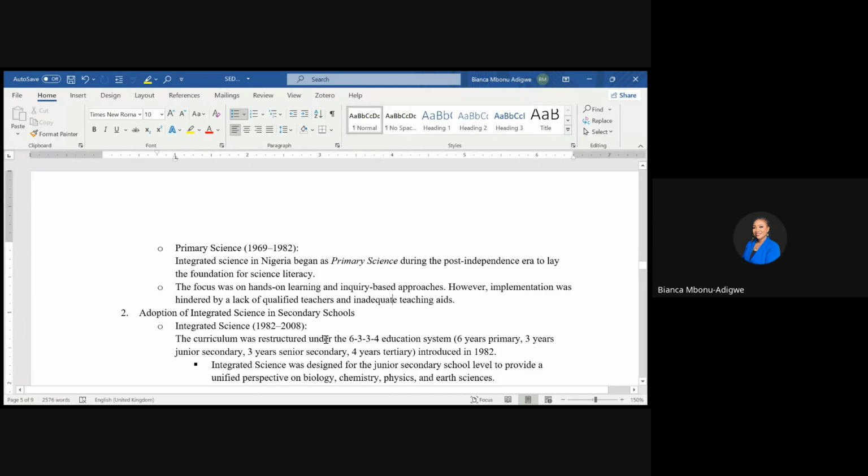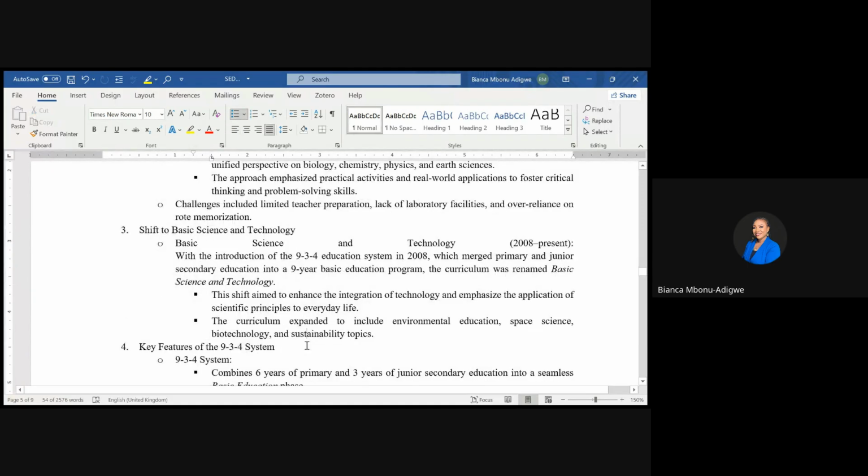What was it called? I have here, it began as primary science, general science, and so on and so forth. We used to have the 6-3-3-4 system of education. All of a sudden, they said it's 9-3-4. Now they are saying another thing. I want you to do that research.